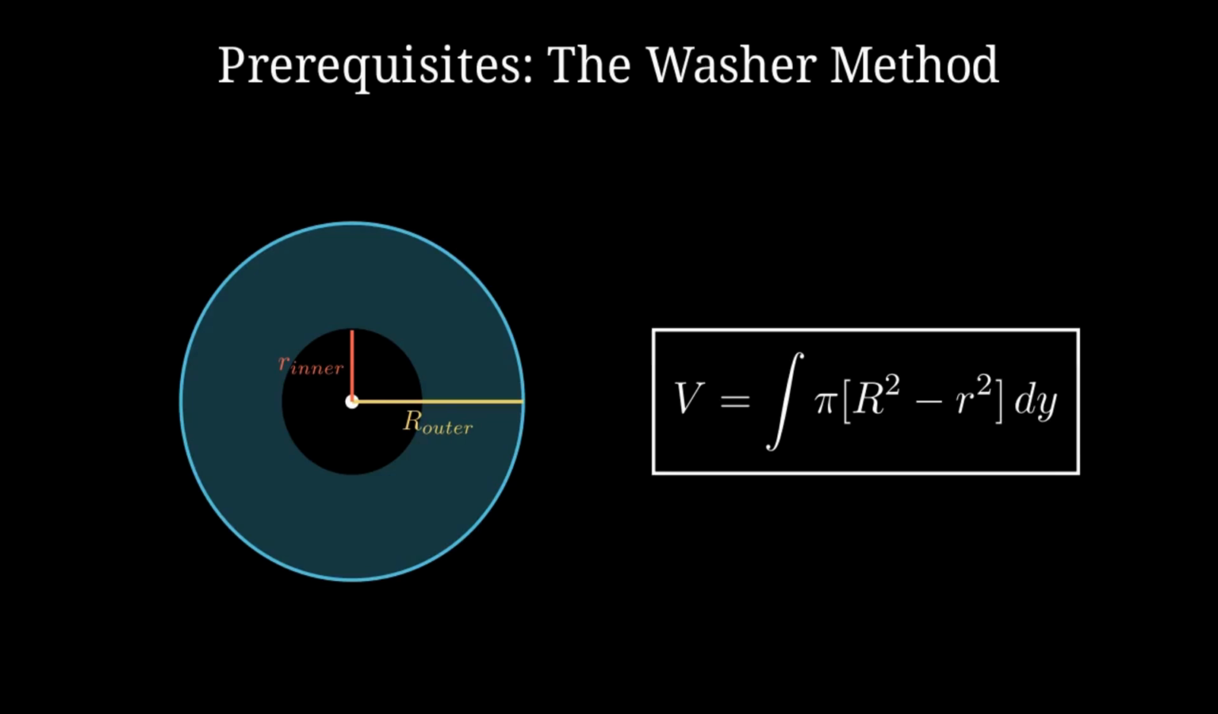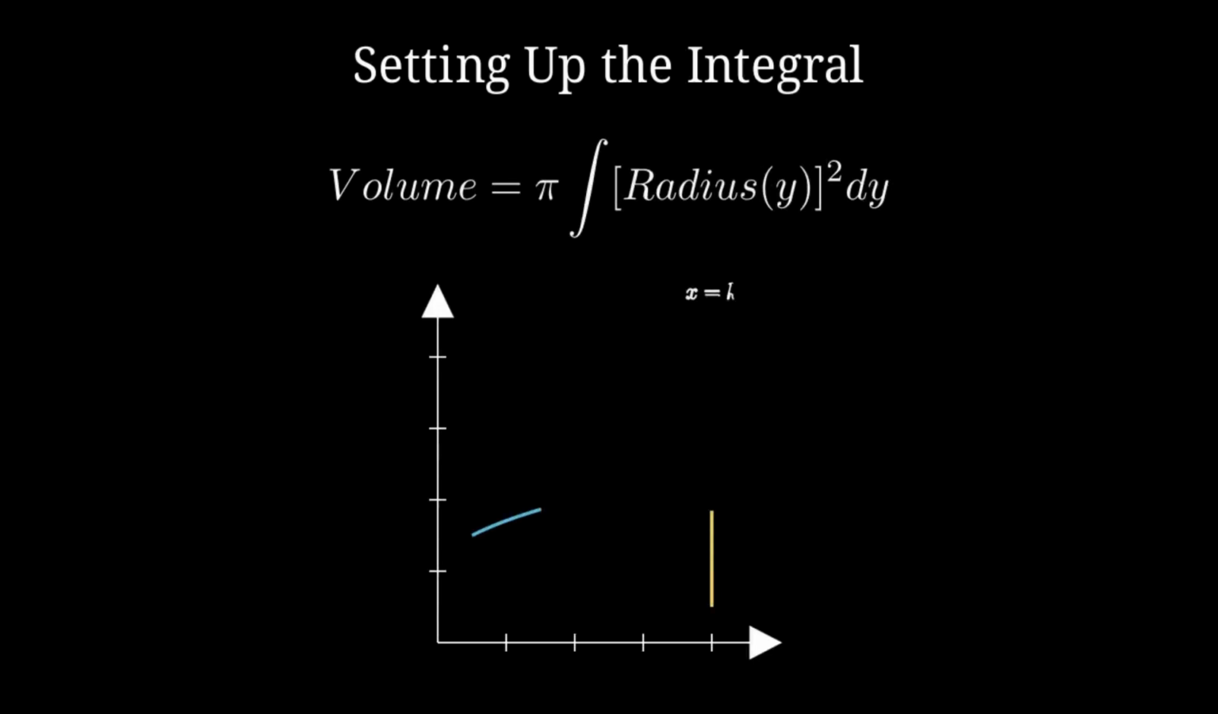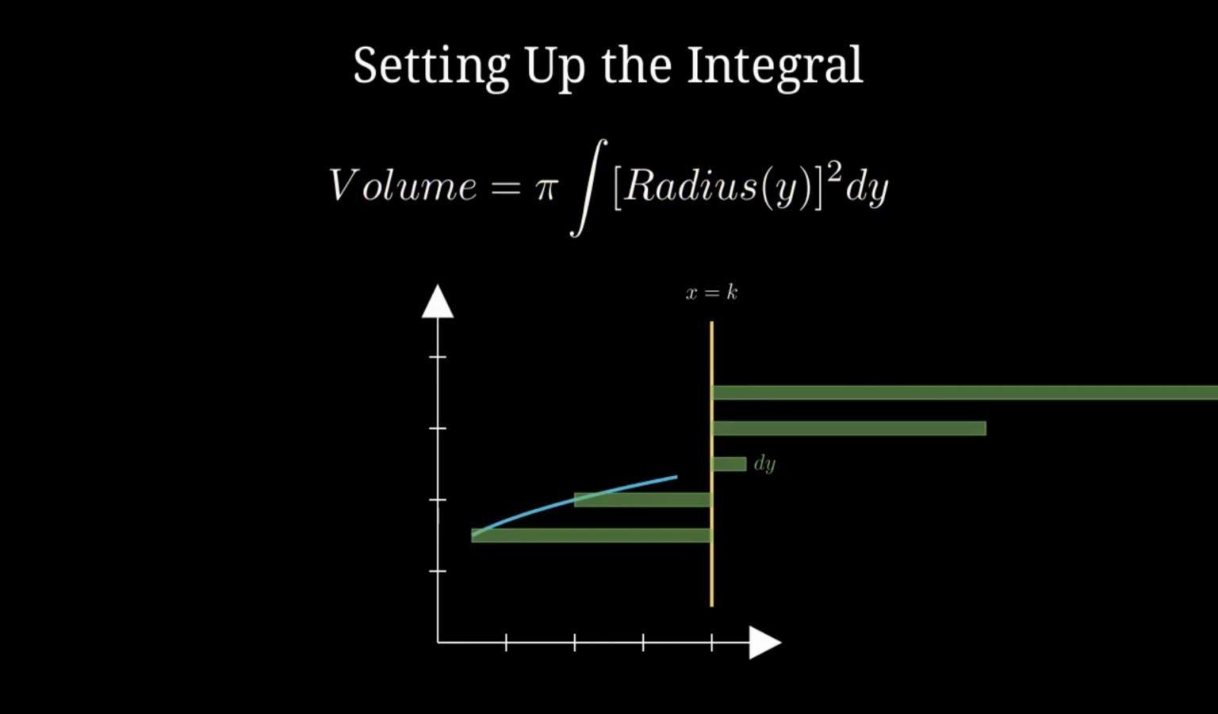The resulting cross-section looks like a washer, with an area defined by pi times the outer radius squared minus the inner radius squared. Since we are rotating around a vertical line, we must integrate with respect to y. This means our function must be expressed as x equals g of y. Our limits of integration will be the lower and upper y bounds of the shaded region. Every slice is a horizontal disk with thickness dy.